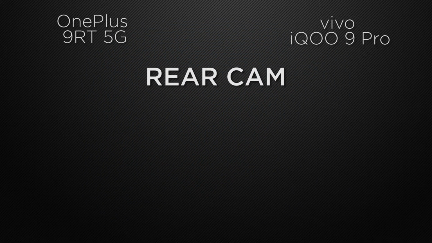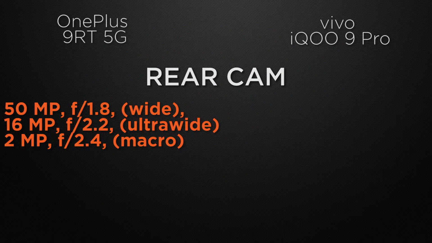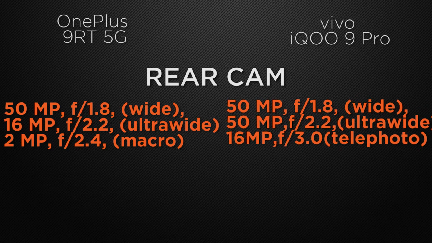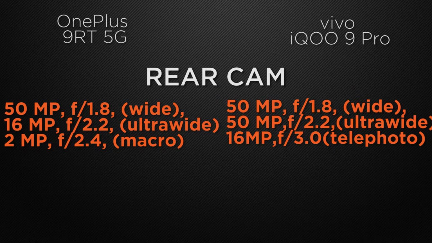Talking about the rear camera of the devices, 9RT have triple camera setup. 50 megapixel of wide camera, 16 megapixel of ultra wide camera and 2 megapixel of macro camera. Whereas 9 Pro have triple camera setup as well, 50 megapixel of wide camera, 50 megapixel of ultra wide camera and 16 megapixel of telephoto camera. So the winner here is 9 Pro because it have 50 megapixel of ultra wide camera which can take high resolution of ultra wide shots.